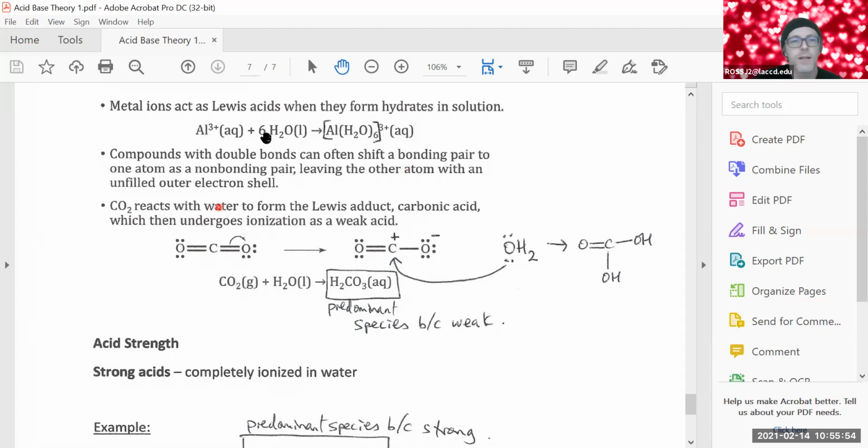So having said that, let's skip this coordinate compound, which is this hexa-aqua ion here. Let's go right to CO2. So carbon dioxide can form a Lewis adduct, which is carbonic acid. And we can see that from its resonance.